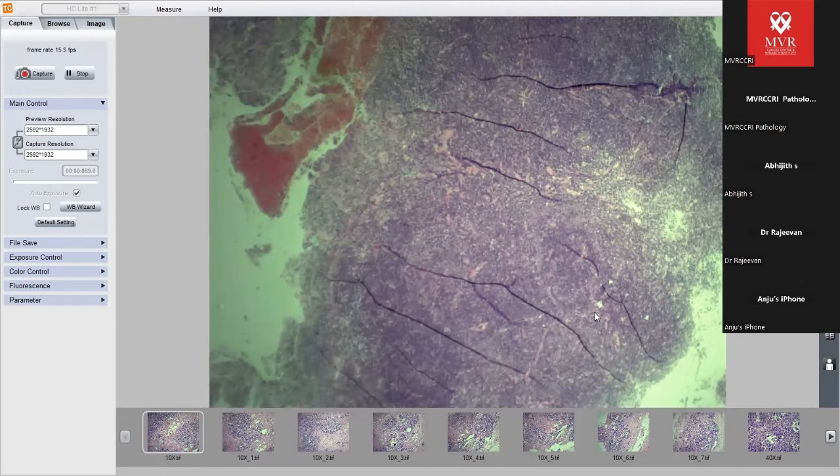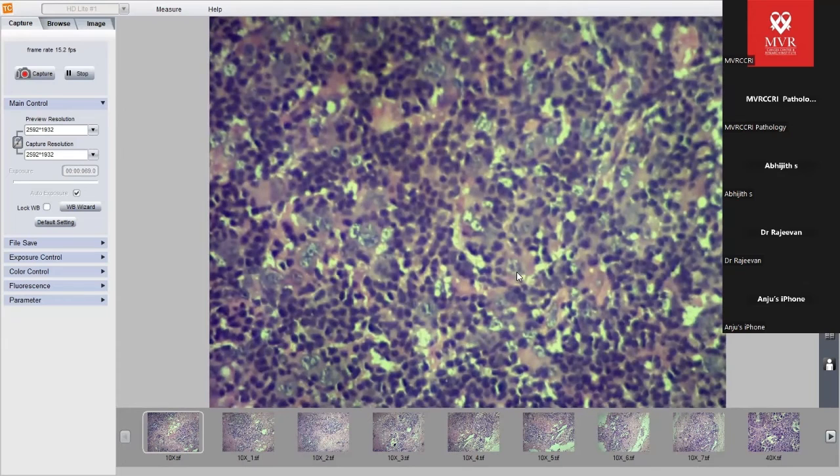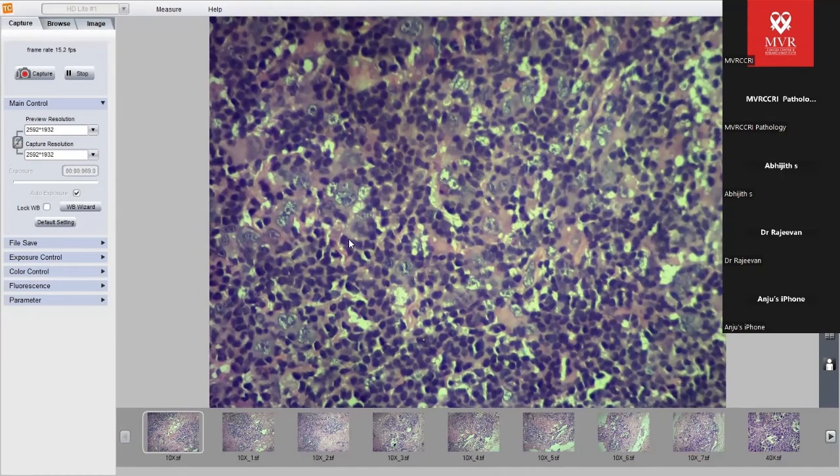Let me show you in a little bit more hyper. These cells here are quite high, some of them looking like RS cells, some like Hodgkin cells. The background is reactive, small B reactive cells. Okay.